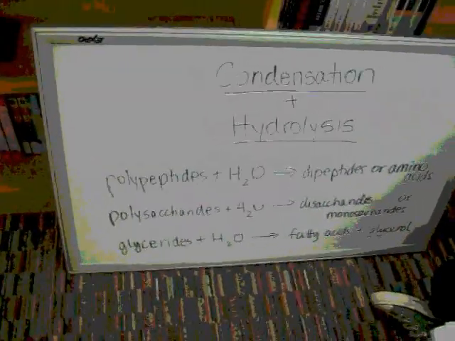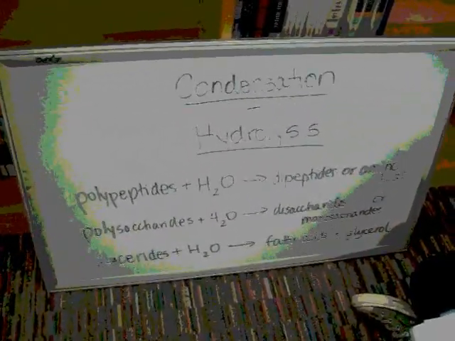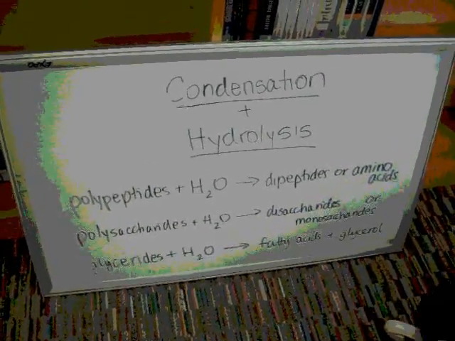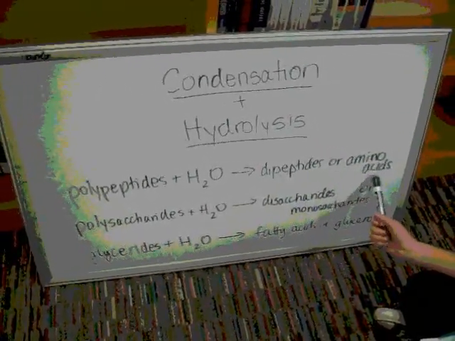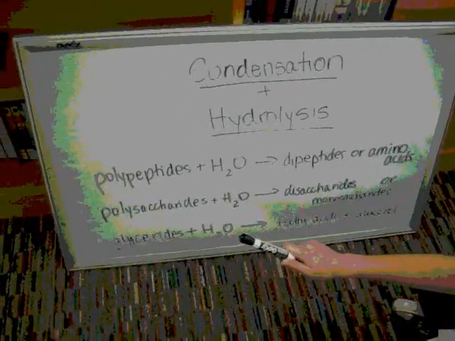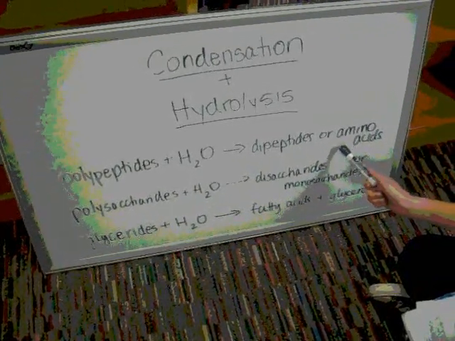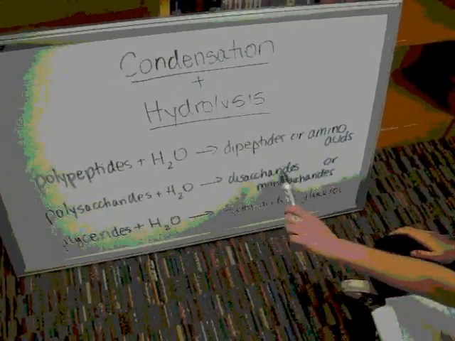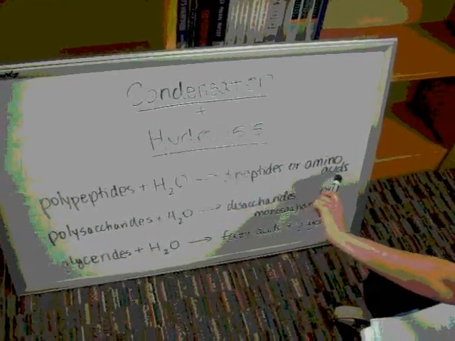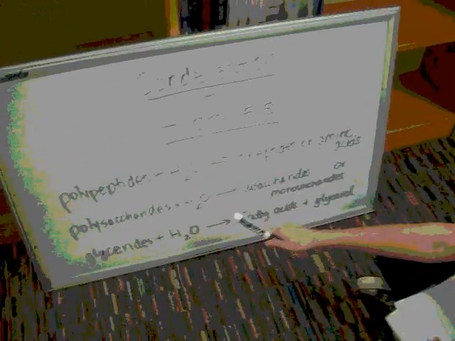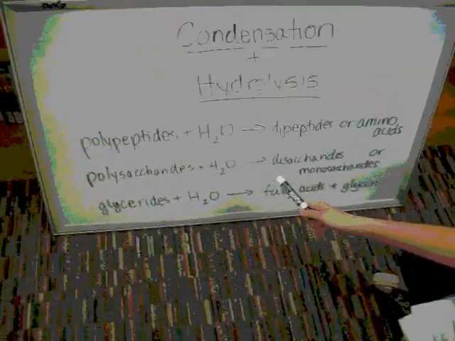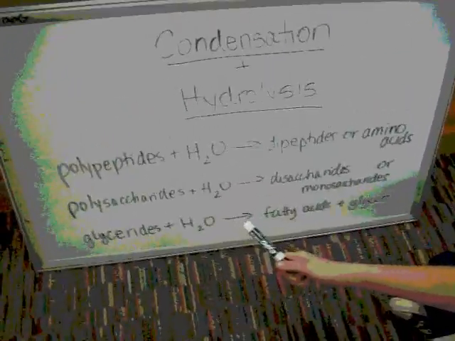Okay, so we're outlining the role of condensation and hydrolysis in the relationships between dipeptides or amino acids and polypeptides. Polypeptides plus water equals dipeptides or amino acids, and that would be hydrolysis, and condensation would be dipeptides or amino acids minus water equals polypeptides. The same would be true with polysaccharides plus water equals disaccharides, which is hydrolysis, and the reverse of that is condensation.